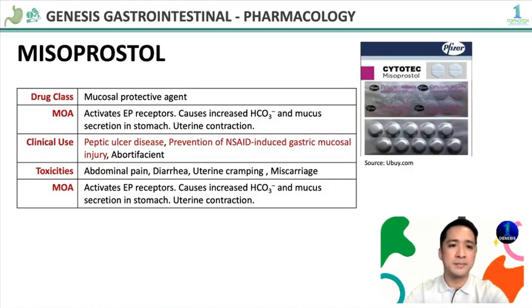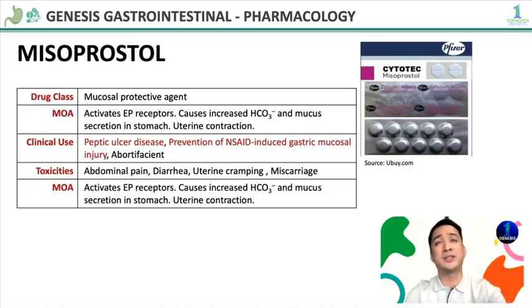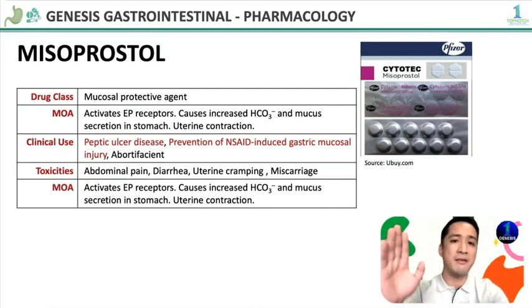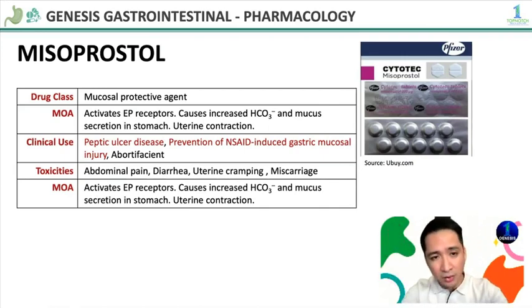All right. So let's go to another medication, the drug of choice for NSAID-induced gastritis. We have misoprostol. Misoprostol is an analog of your prostaglandin. Remember, physiologically, your prostaglandin works by increasing the level of your bicarbonate and mucus production in the stomach. Hence, it is a protective agent. Also, bear in mind that misoprostol can cause uterine contraction. So, pharmacologically, misoprostol is used as a medical abortifacient together with your mifepristone.